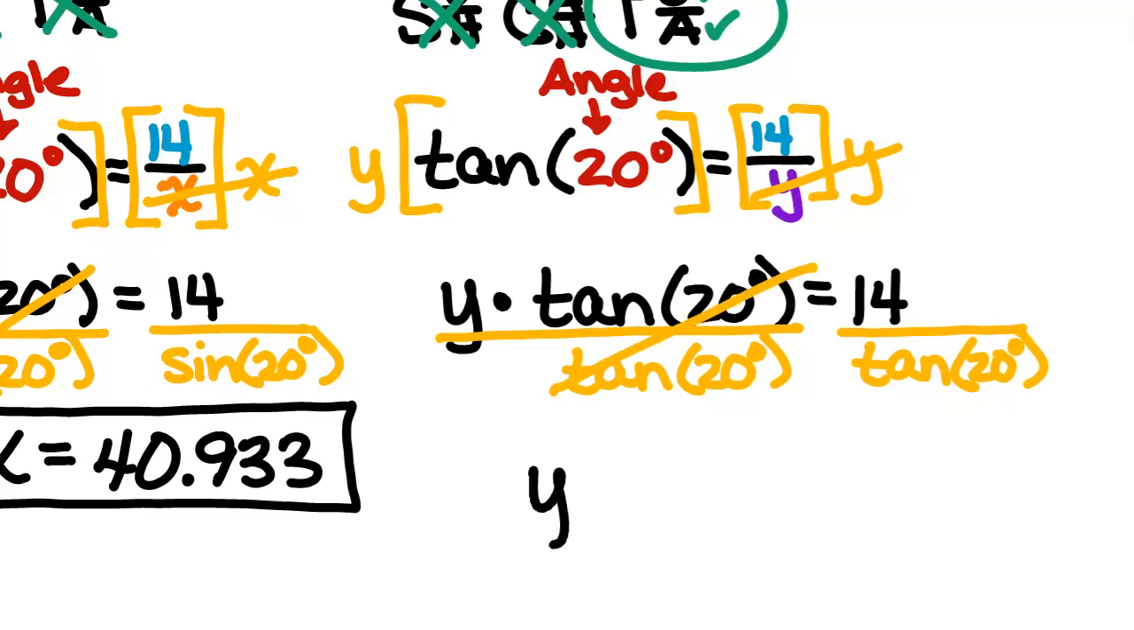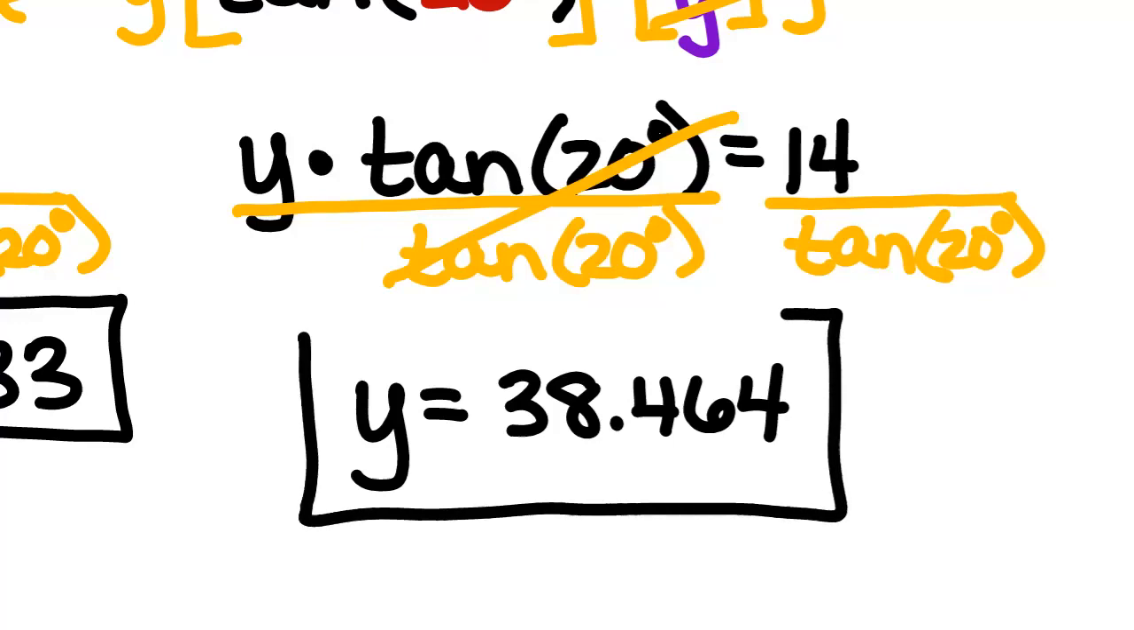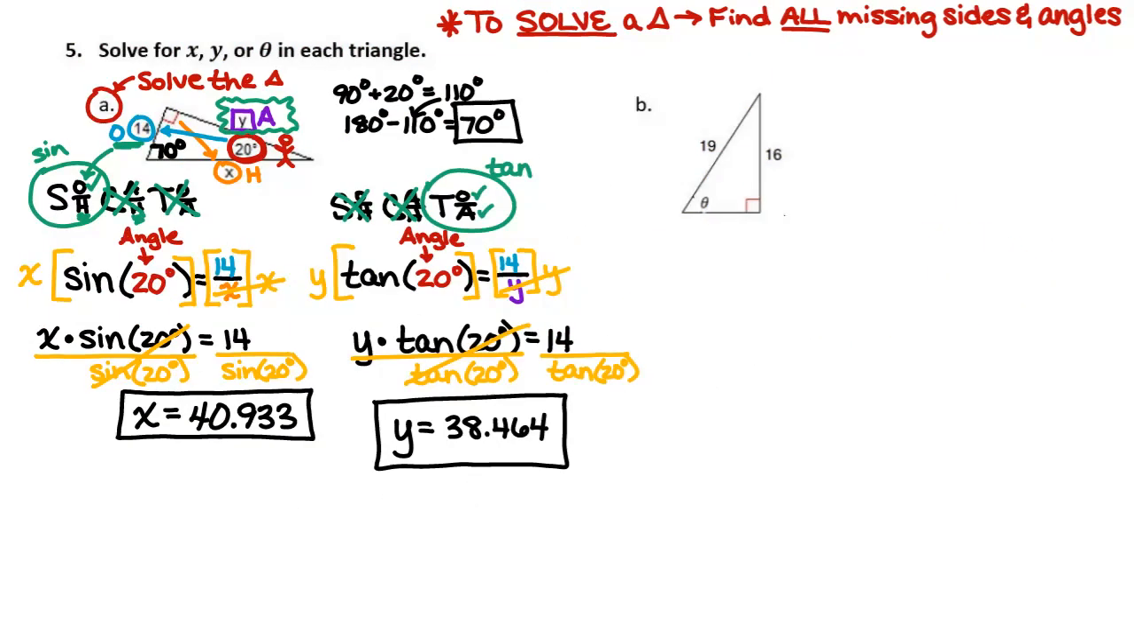And so when we do that, we get what for our adjacent side? 38.464 or 465, depending on how you round there. Do we know all three angles in the triangle now? Do we know all three sides in the triangle? Yes, we know all of those pieces. Stay with me. Let's do part B.